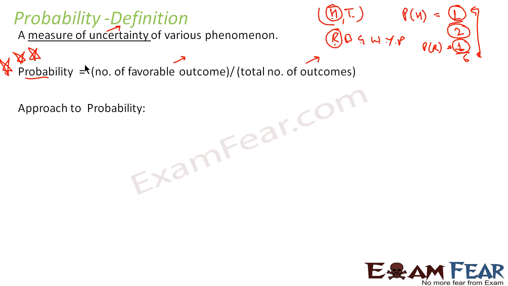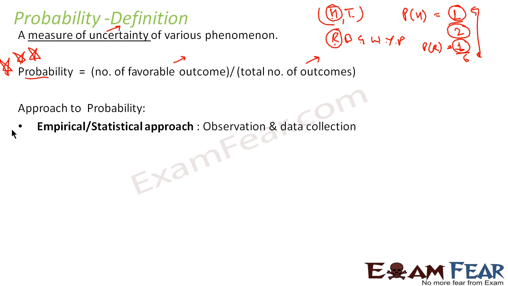And there are 3 approaches to probability. The first is the empirical or statistical approach. This is based on observation and data collection. This is something which you have learned in earlier classes. Here what we do is actually perform the experiment, observe data, collect data, and then come out with a probability.